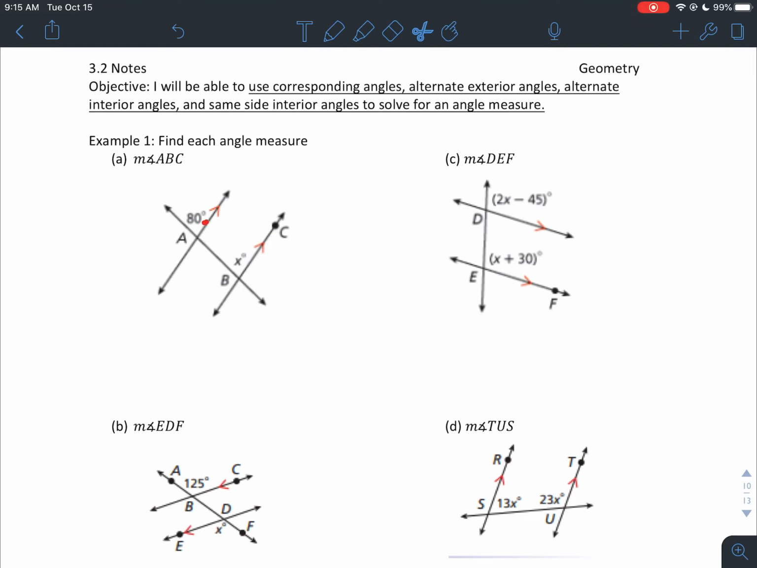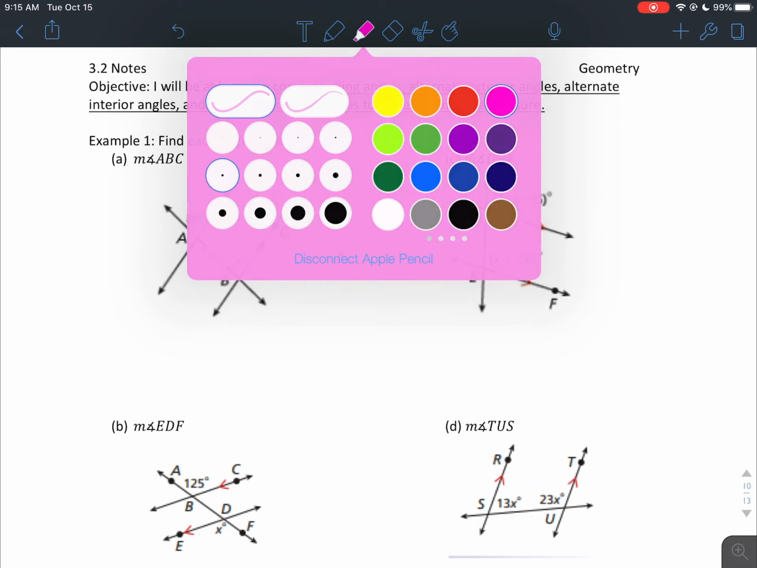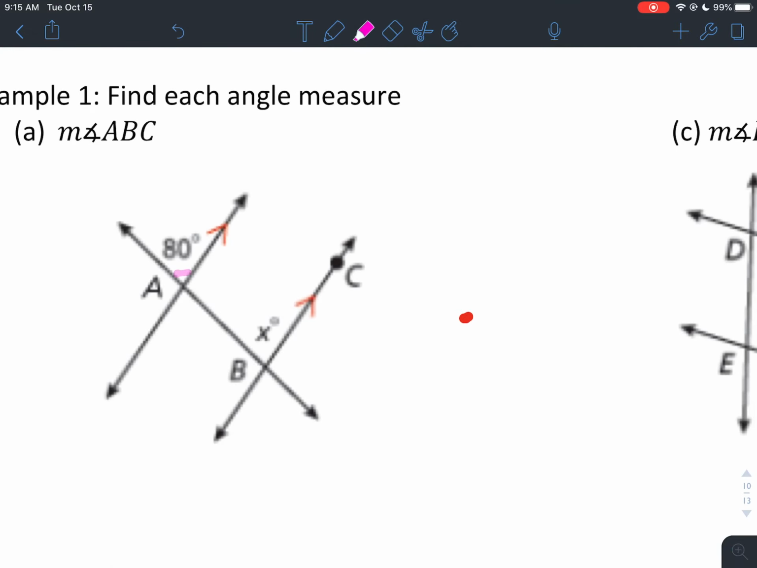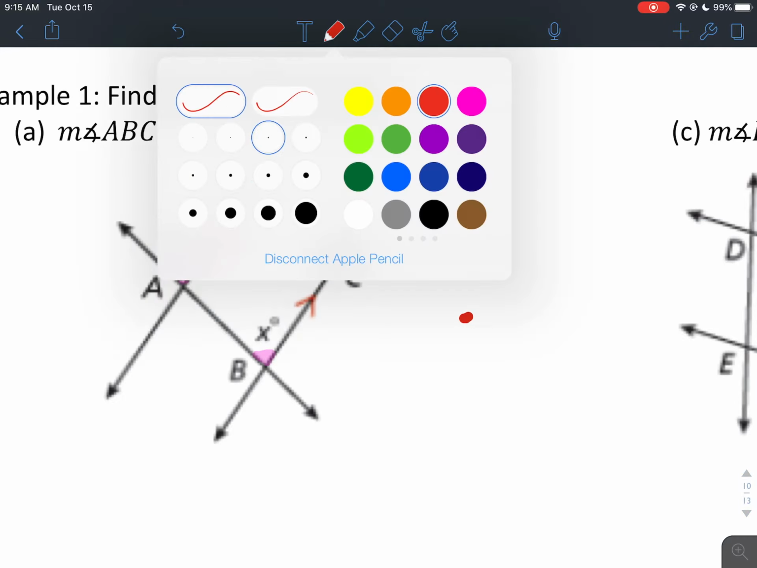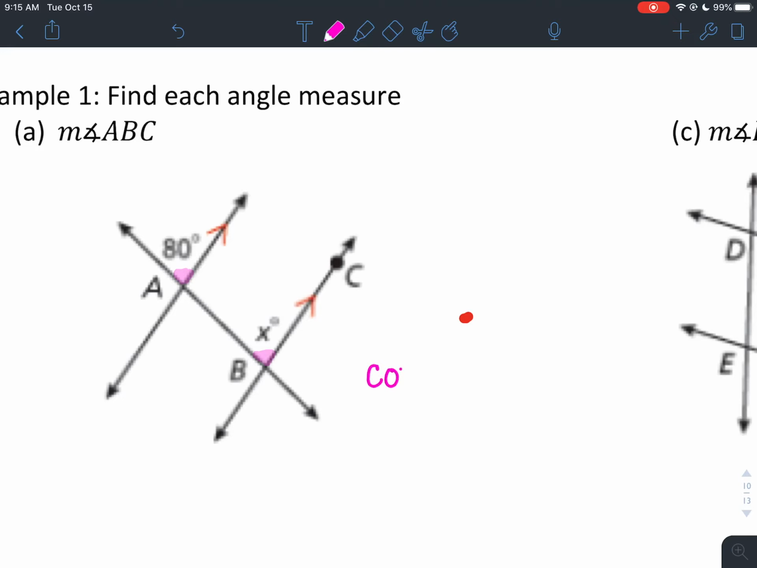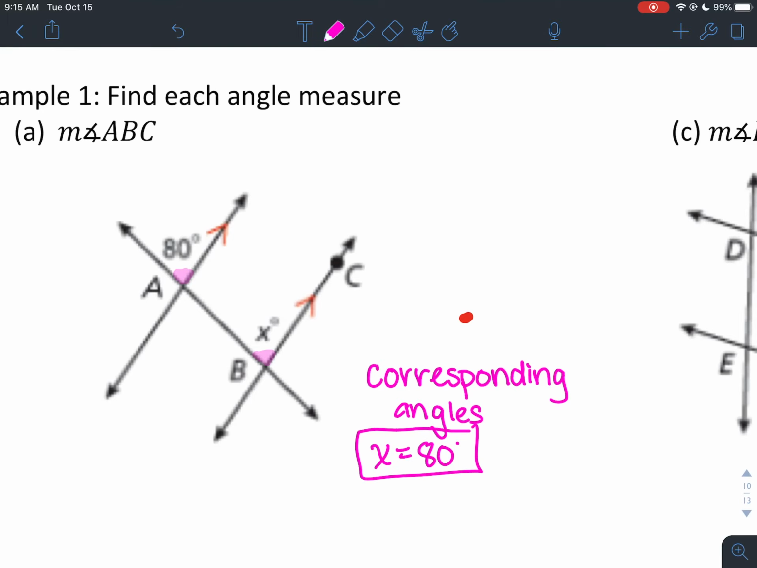So that means if this angle is 80 degrees, this angle is also 80 degrees. So I'm going to highlight those angles in pink. And then I'm going to write that they are corresponding angles. And that means that x equals 80 degrees, and that's my answer.